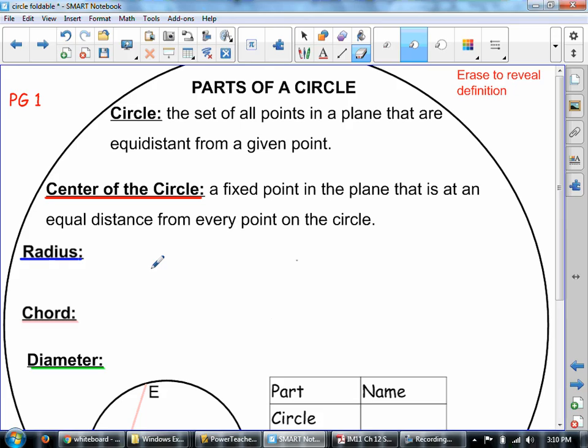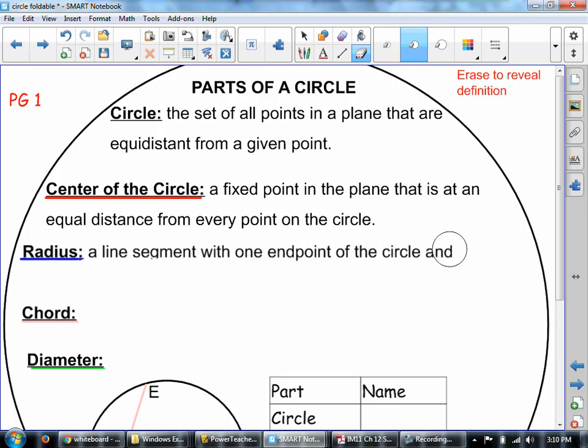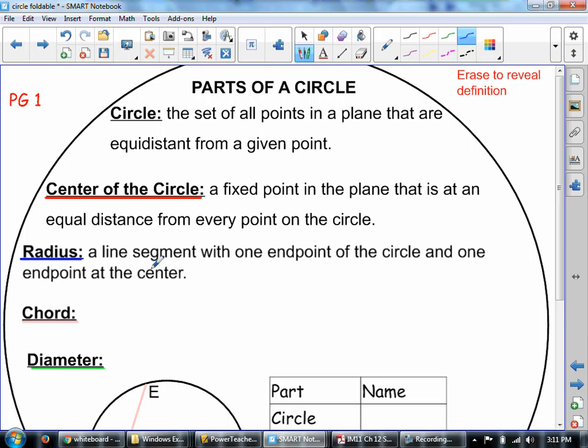When we talk about a point being on the circle, it is actually on what you see as the outline of the circle. A radius. A radius is a line segment with one endpoint of the circle and one endpoint at the center. So a line segment with one endpoint of the circle, I should say on the circle, and one endpoint at the center. So it should say on the circle.